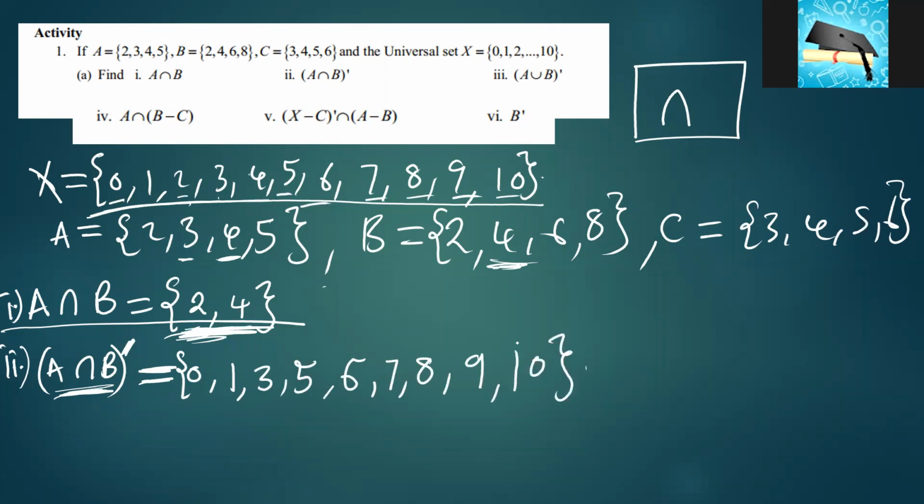So these are the common, this is the complement of A intersection B. So we proceed to A union B complement. The first thing that you need to find is A union B before we find its complement. Whenever we talk about the union symbol, we're simply talking about the addition of 2 sets.